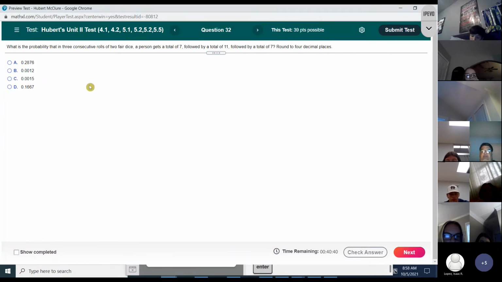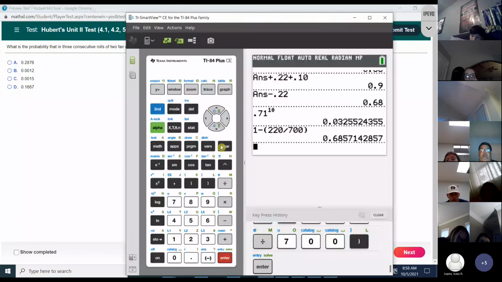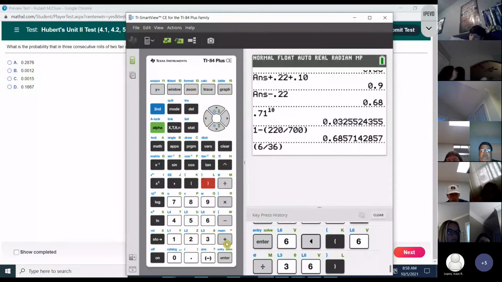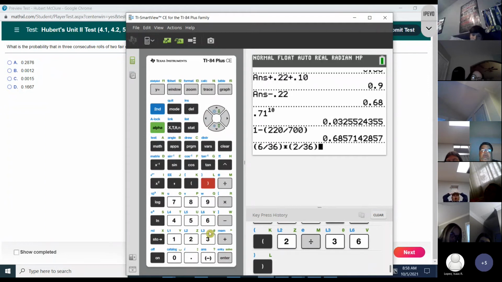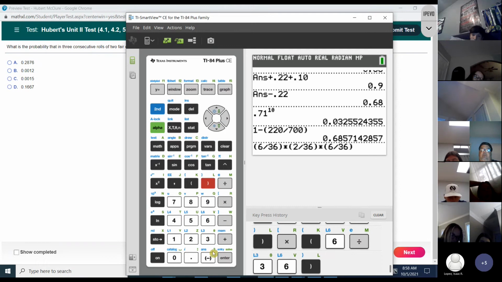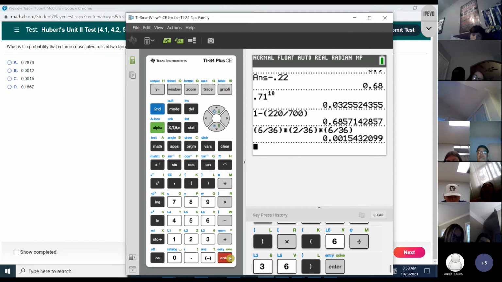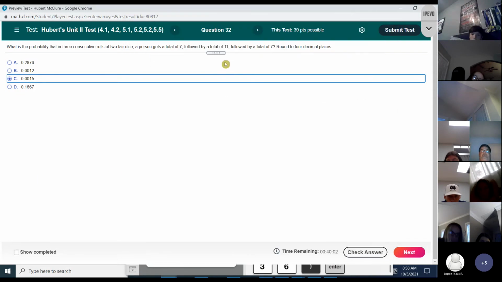So that would be 6 out of 36. Let's see which one. 6 divided by 36. I'm going to put parentheses in mine. 6 divided by 36 times parentheses 2 divided by 36 times 6 divided by 36. 0.0015.